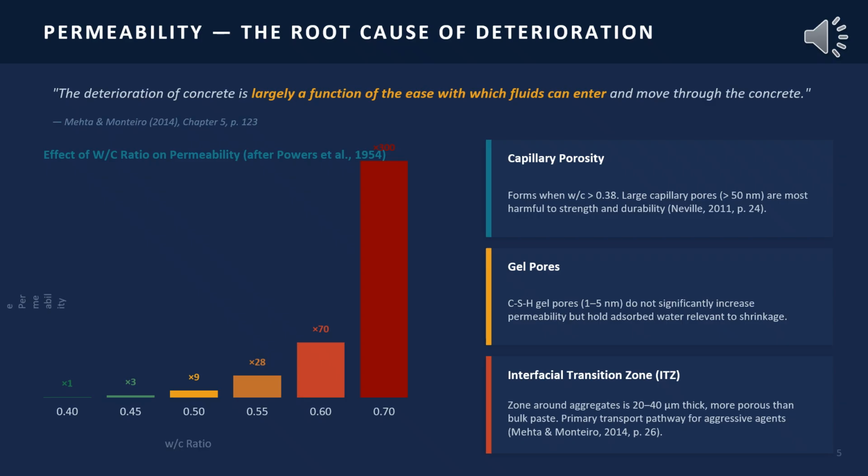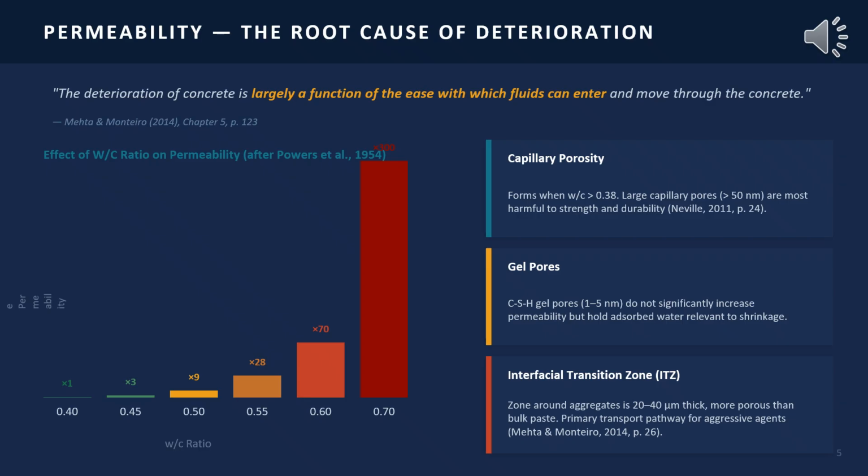Now, there are three types of pores in hardened cement paste worth knowing. Capillary pores form when there is more water present than is needed for hydration. That is when water cement ratio exceeds about 0.38. These are large pores, typically 10 nanometers to several micrometers, and they are the primary transport pathways.